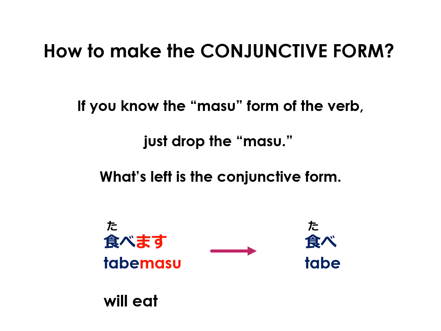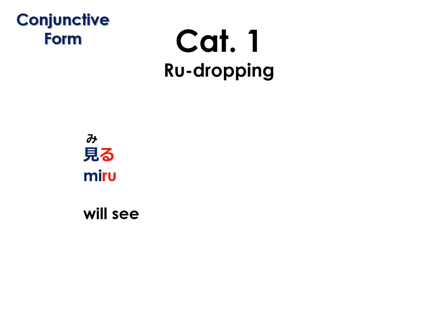But if you don't know the masu form and you know the dictionary form of the verb, then here's how you form the conjunctive form. For category 1 or ru dropping verbs, we drop the ru ending of the dictionary form and what's left is the conjunctive form. For example, the verb miru, will see. Drop the ru and what's left is mi, and that is your conjunctive form.